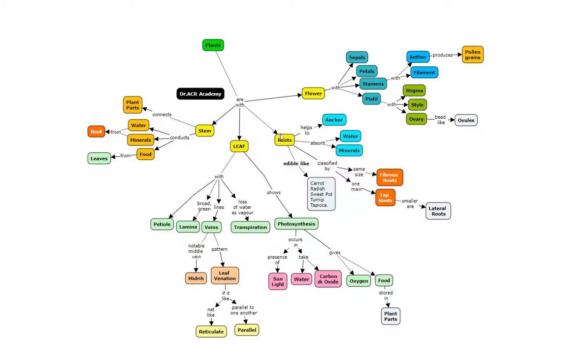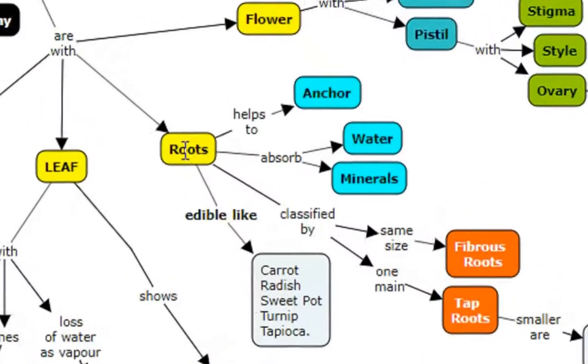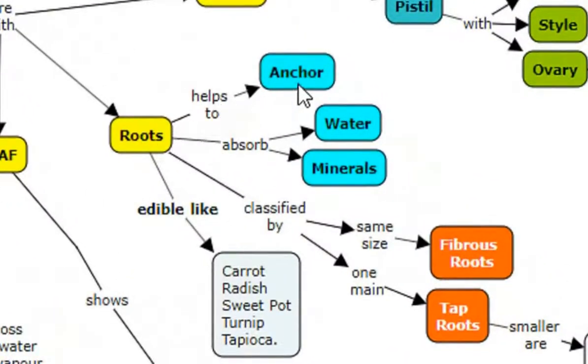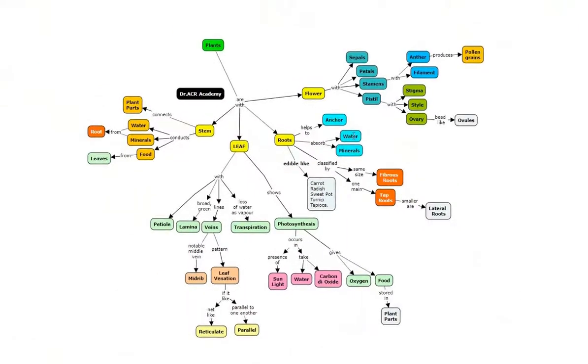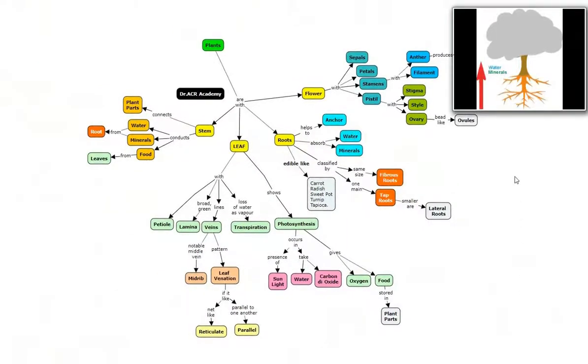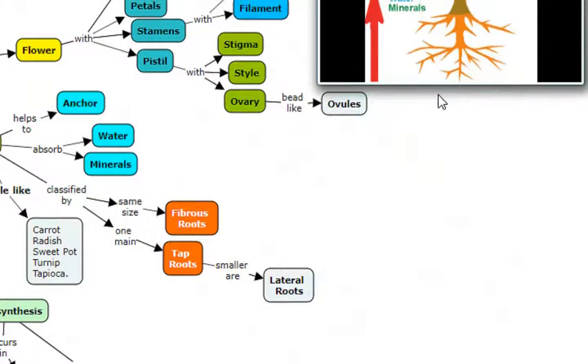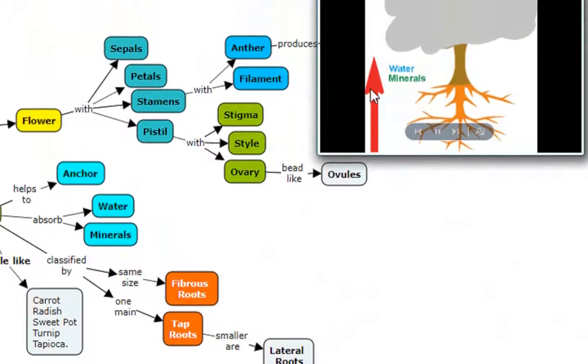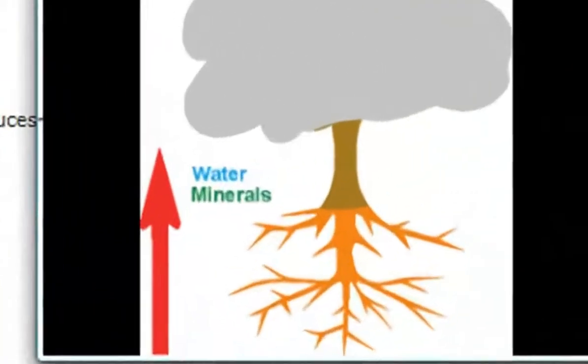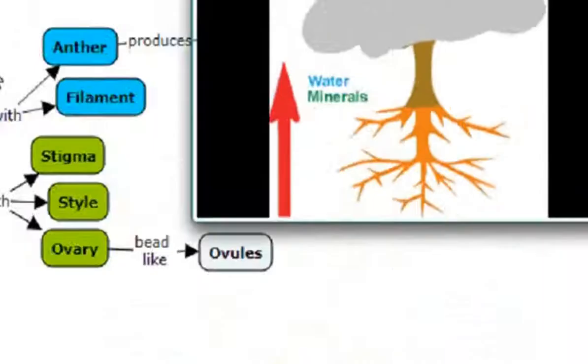Now let us come to the roots. Roots help the plant to get anchored in the soil, and roots absorb water and minerals from the soil and give them to the rest of the body parts of the plant.